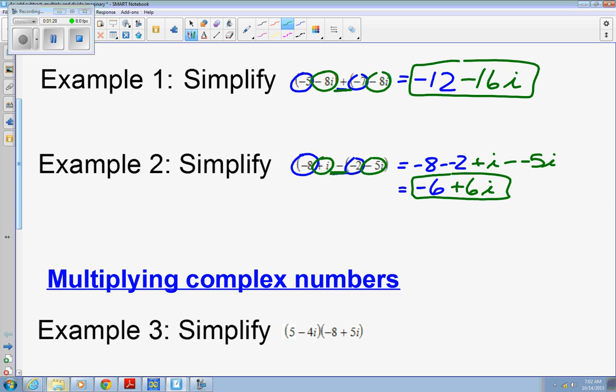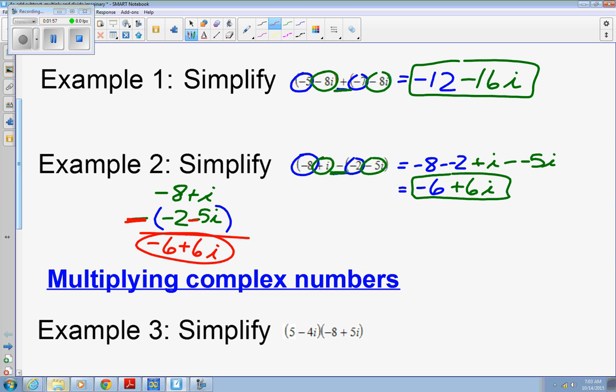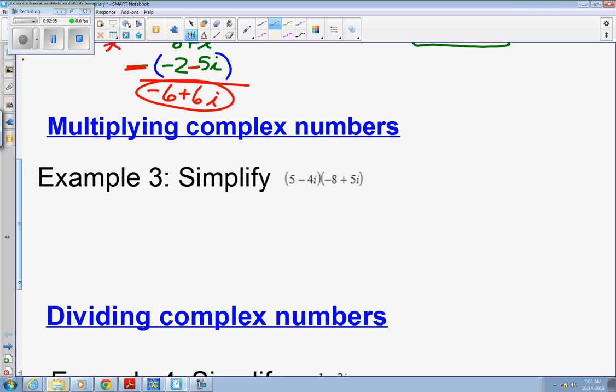If you'd like to do this in a different way, we can do it like the stacking method. You're subtracting -2 minus 5i. So if you want to look at it like this, you have -8 subtract -2, so that's adding, so that's -6. We have i subtracting -5i, so subtract the negative is plus. So we could also do it this way, same exact way, just instead of horizontally like up here, we're doing it vertically, simplifying.